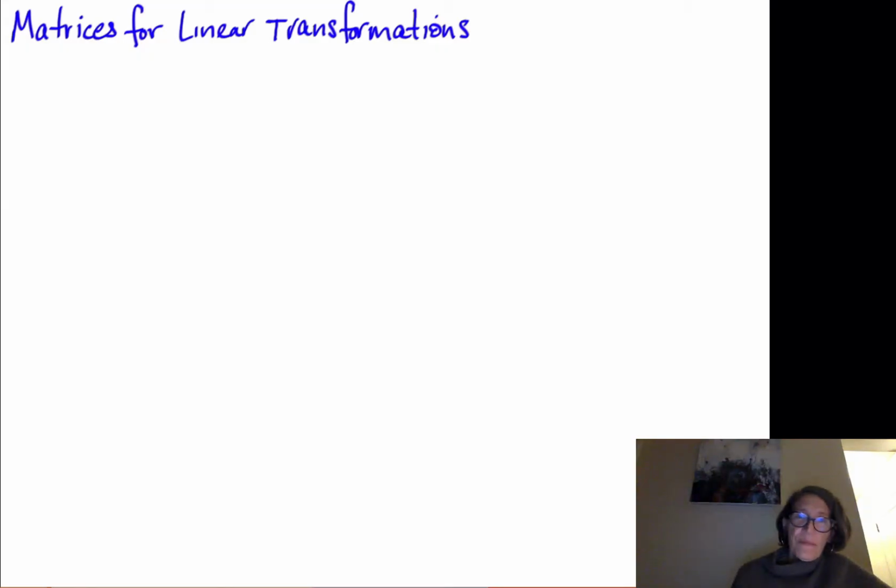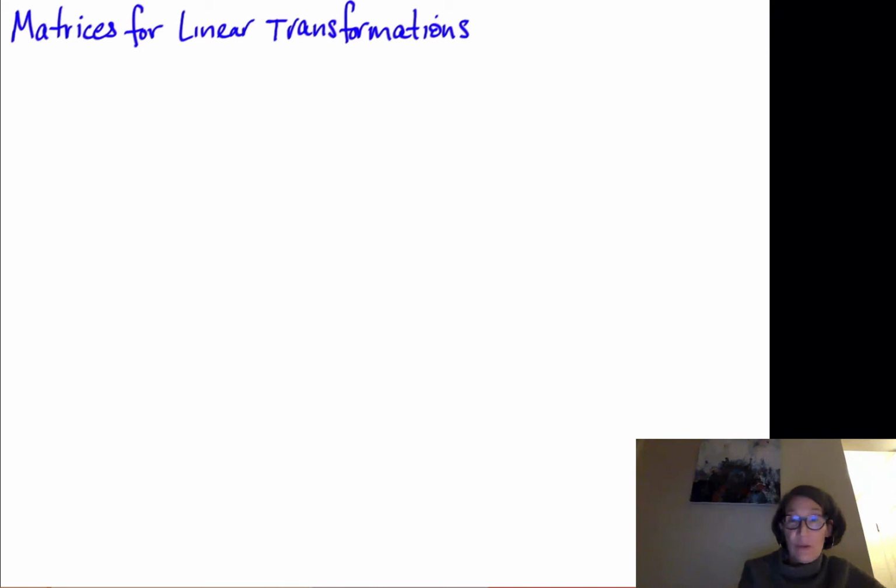Hi, welcome back. In this video, we're going to look at how to get a matrix representation for a linear transformation from an abstract finite dimensional vector space to another abstract finite dimensional vector space.